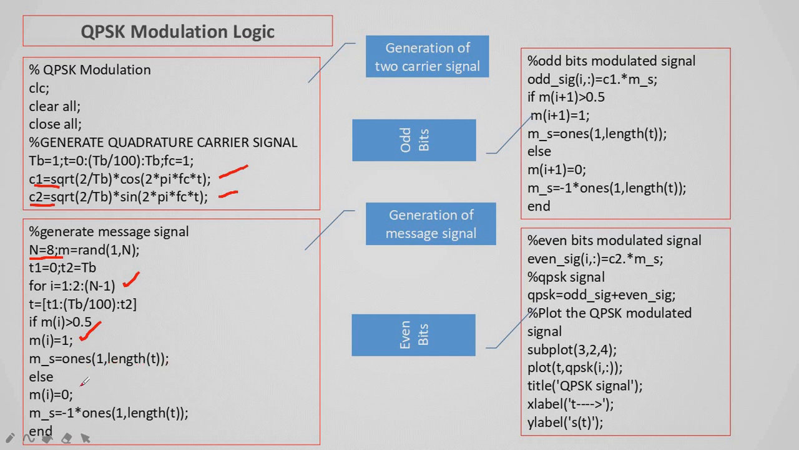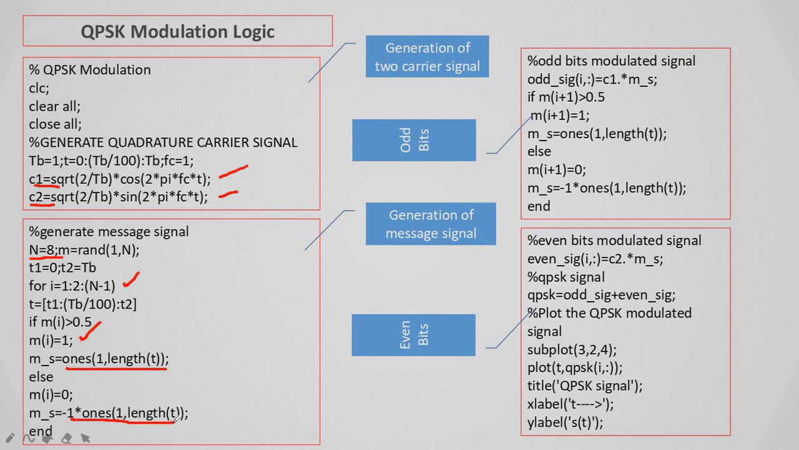Else, if it is less than 0.5, assign 0. If it is assigned 0, that means you have to assign minus 1. You have to assign the potential; bipolar you have to represent. So for bipolar you have to provide ones of length of t. Similarly, if it is 0, you have to assign minus 1, so here it is minus 1 into ones of length of t. Then you have to end it.